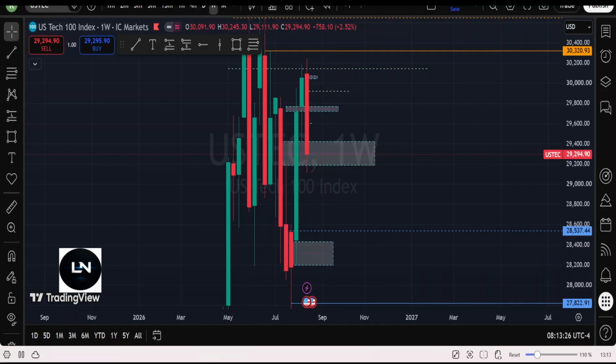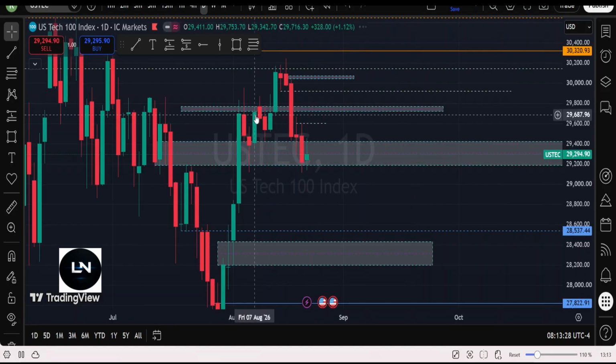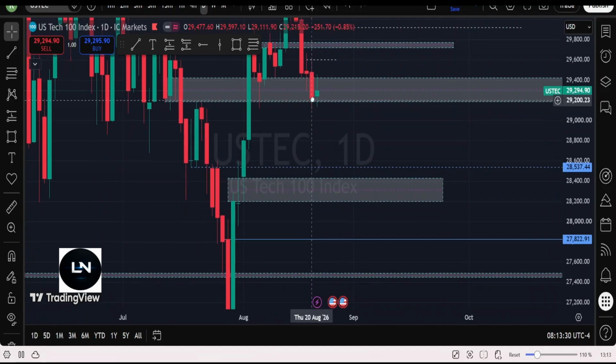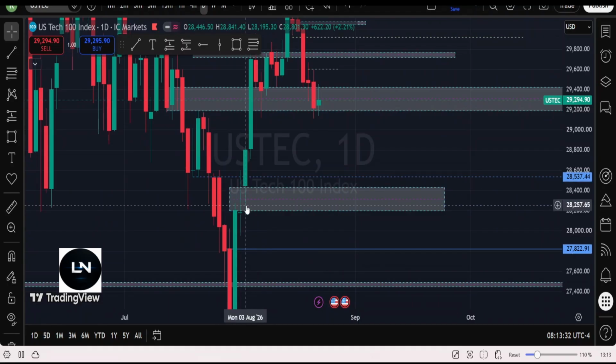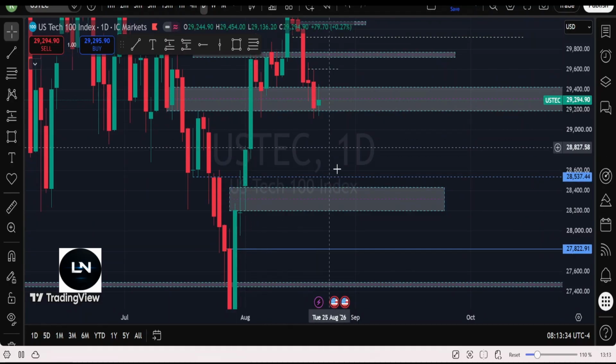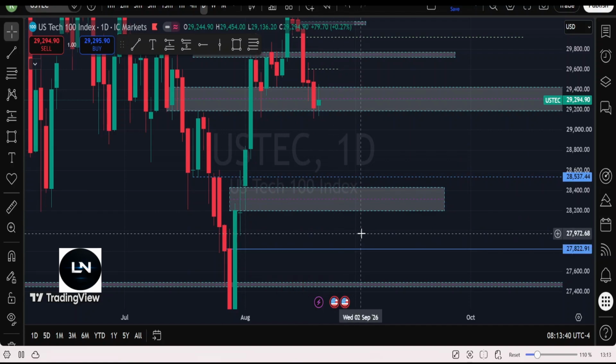What is this level? Let's move to the daily time frame. There's a gap on the daily time frame. You can see the market creating this gap. We want to see market also filling back this gap, or it might even get to this other block on the daily time frame. But our first point of draw on liquidity remains this other block on the weekly time frame.